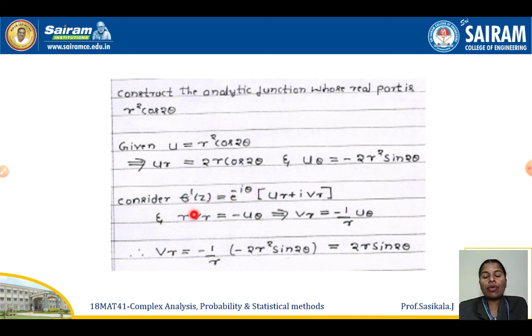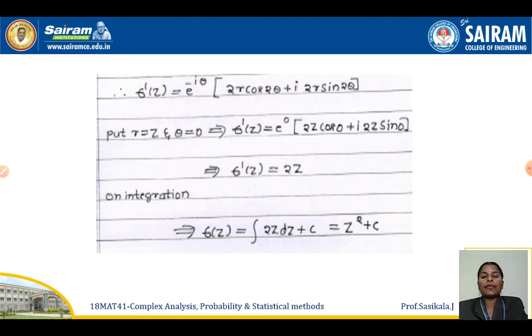So now f dash of z is e power minus i theta of ur plus i vr, and r into vr is equal to minus u theta, which means vr is to be replaced by minus 1 by r into u theta. So replace that. I can get vr is minus 1 by r into u theta term. You can simplify to 2r sin 2 theta. Now substitute in f dash. So I'll get e power minus i theta of 2r cos 2 theta plus i into 2r sin 2 theta.